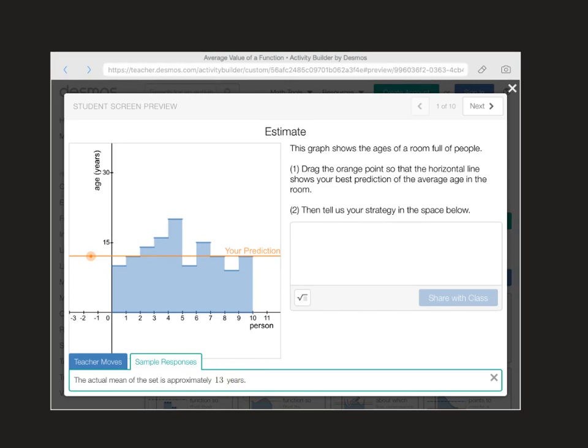Hopefully now you're starting to get the idea of what an average value of a function actually is, and that we're actually going to use this idea of the area below the curve, distributing this area below the curve equally across the whole section that we're working with. So let's have a look at that.